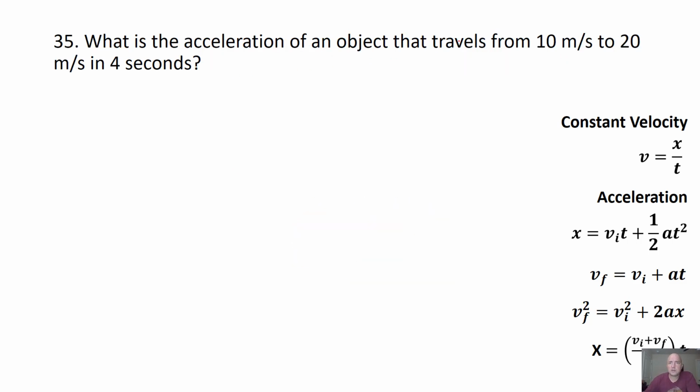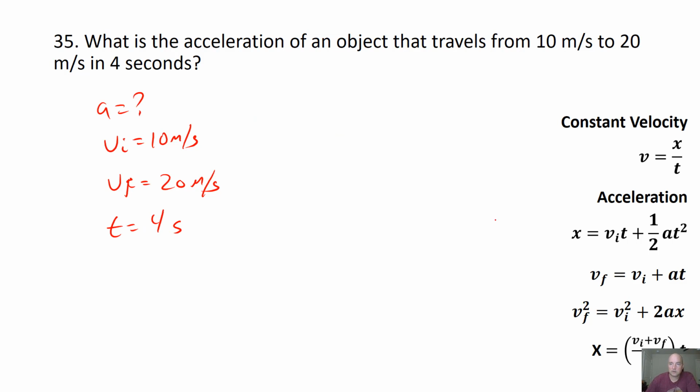Okay, what's the acceleration of an object that traveled from 10 meters per second to 20 meters per second in 4 seconds? So A equals question mark. VI equals 10 meters per second. VF equals 20 meters per second. And time equals 4 seconds.